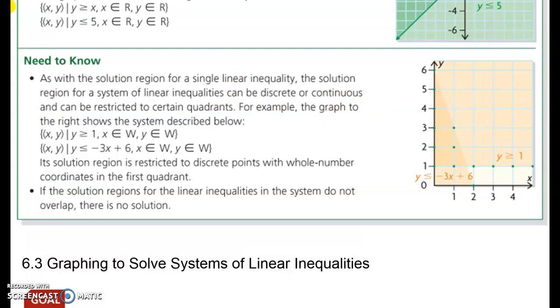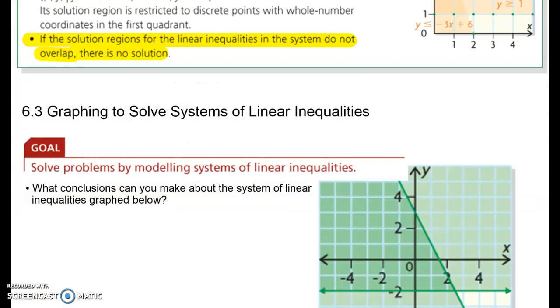Sorry about that. The last thing I want to mention here is if the solution regions for the linear inequalities in the system do not overlap, then there is no possible solution to the whole system. There's no coordinates that would work in both the inequalities.